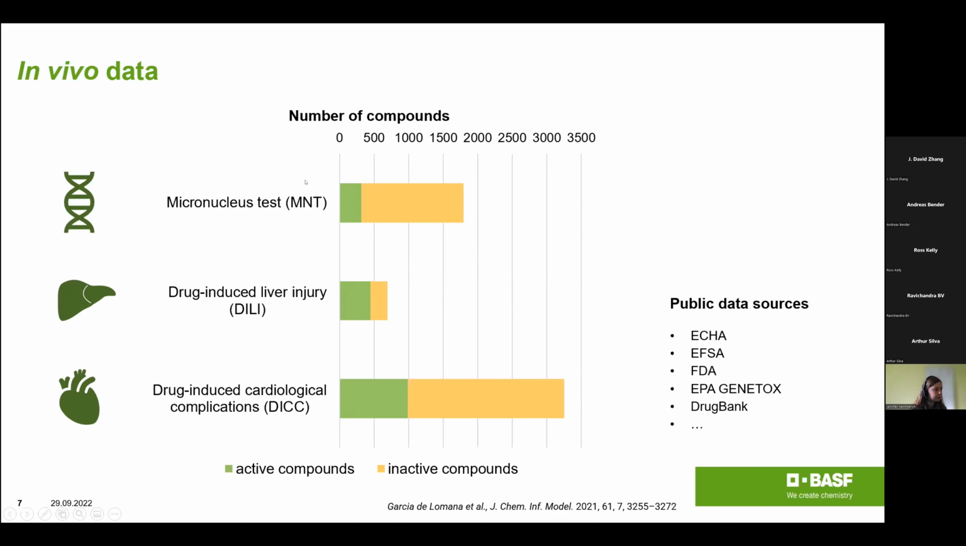For the in vivo data, we compiled 3 data sets. One for the micronucleus test, which also indicates if a molecule is able to damage the chromosomes. A data set for drug-induced liver injury, which we also already have heard about today, and a data set for drug-induced cardiological complications. What you can see here is that the drug-induced cardiological complications data set is the largest data that we had, with roughly 3,000 compounds, and that the DICC data set and the MNT data set were both fairly unbalanced. Whereas the DILI data set is fairly small, and it was not as imbalanced as the other 2.